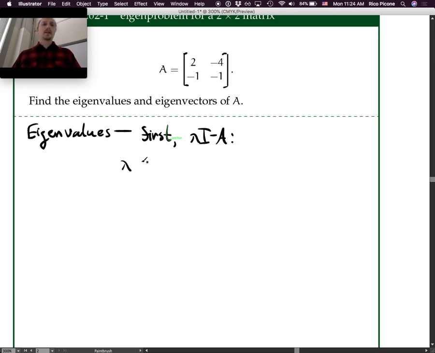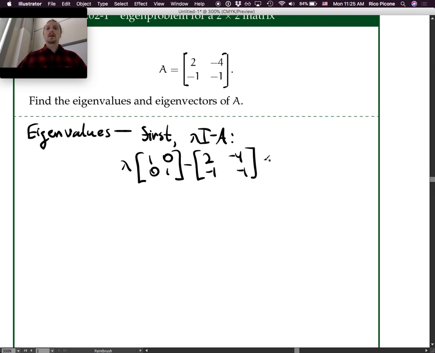Let's compute it. The A matrix is a 2 by 2, so what size should I be? It should be a 2 by 2. So 1, 0, 0, 1 is the identity matrix for a 2 by 2, minus A, which is good old 2, -4, -1, -1. We have to remember how to do matrix addition and subtraction. I showed you just a minute ago how to do matrix multiplication by a scalar, where the lambda just goes into each of these values. So we need to do element-wise subtraction. When you're multiplying matrices, you have to do matrix multiplication, which is not just element-wise, but when you do subtraction or addition, it's just element-wise.